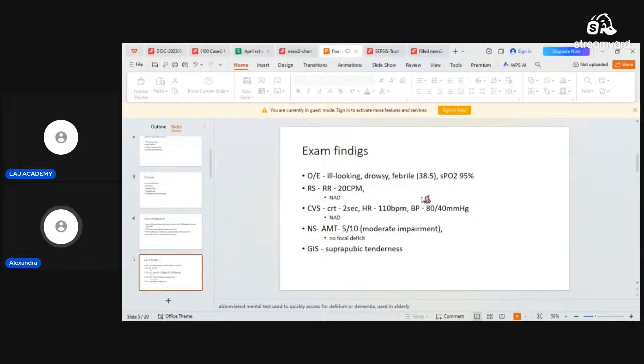Now, on examination, it was noted that Mrs. AA was ill-looking, drowsy. She was febrile with a temperature of 38.5 degrees centigrade, and her SpO2, her oxygen saturation, was 95%. On examination of the respiratory system, she had a respiratory rate of 20 cycles per minute, which apparently is normal. No abnormality detected with the respiratory system.